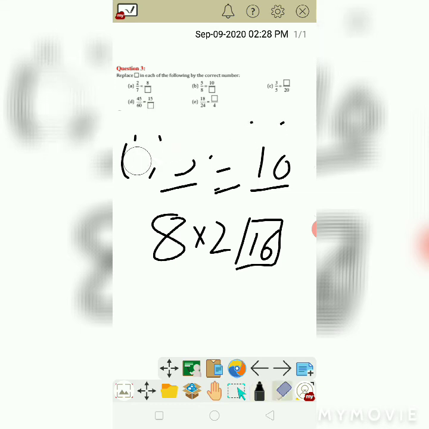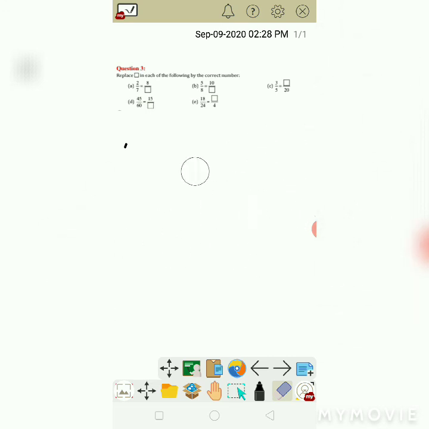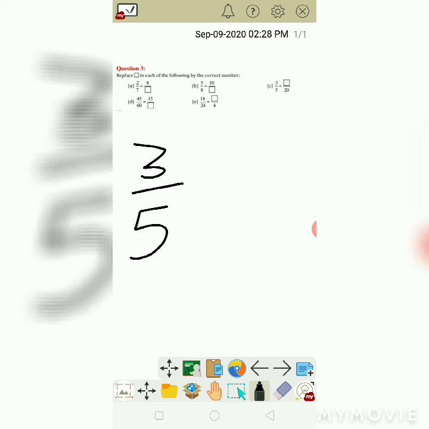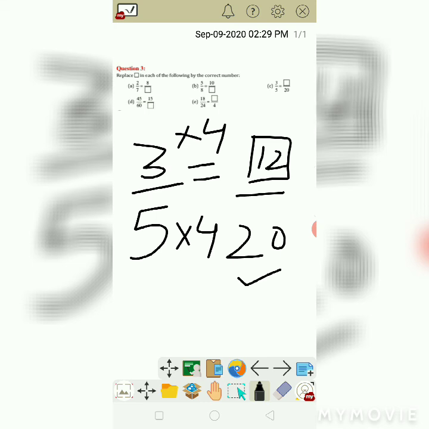Let us move on to the C part, and C part is 3/5 is equals to box upon 20. Now by which number we should multiply 5 so that we get answer as 20? 5 4s are 20. So similarly we'll multiply 3 with 4, and what we will get? We'll get 12. So 12 upon 20 is the answer.